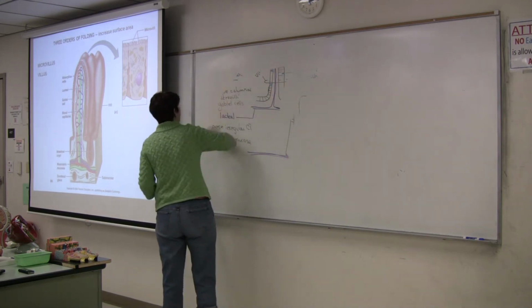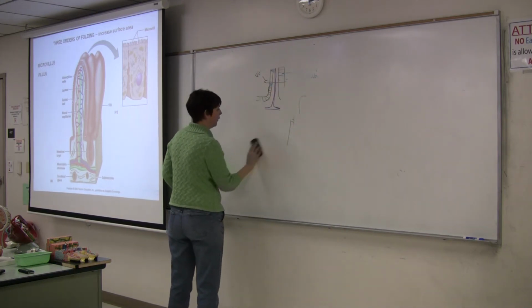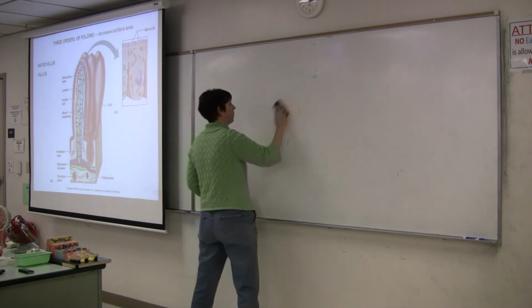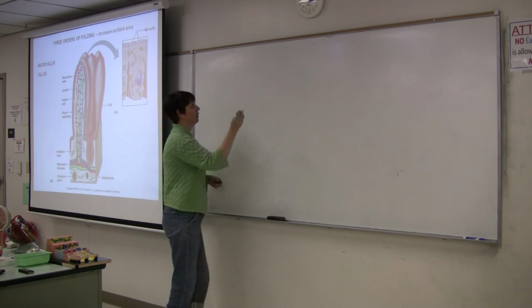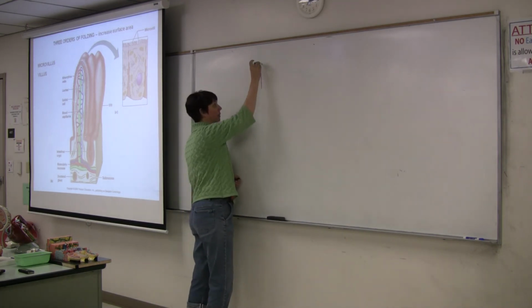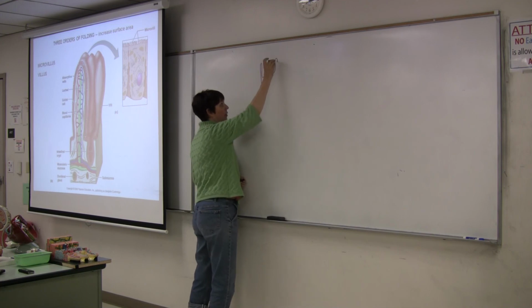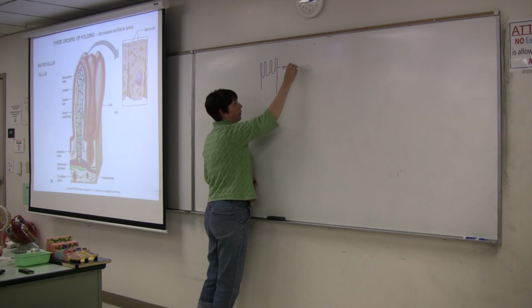So the first order of folding are folds of plasma membrane with the content of actin. If we look at the surface of one of those simple columnar cells, you can see how much we increase the surface area with the addition of microvilli.